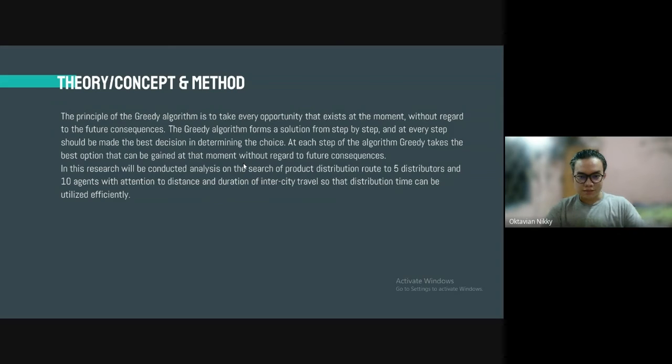At this step of the algorithm, greedy takes the best option that can be gained at the moment without regard to future consequence. In this research, an analysis will be conducted on the search of the product distribution route through 5 distributors and 10 agents, with attention to distance and duration of intercity travel so that distribution time can be utilized efficiently.